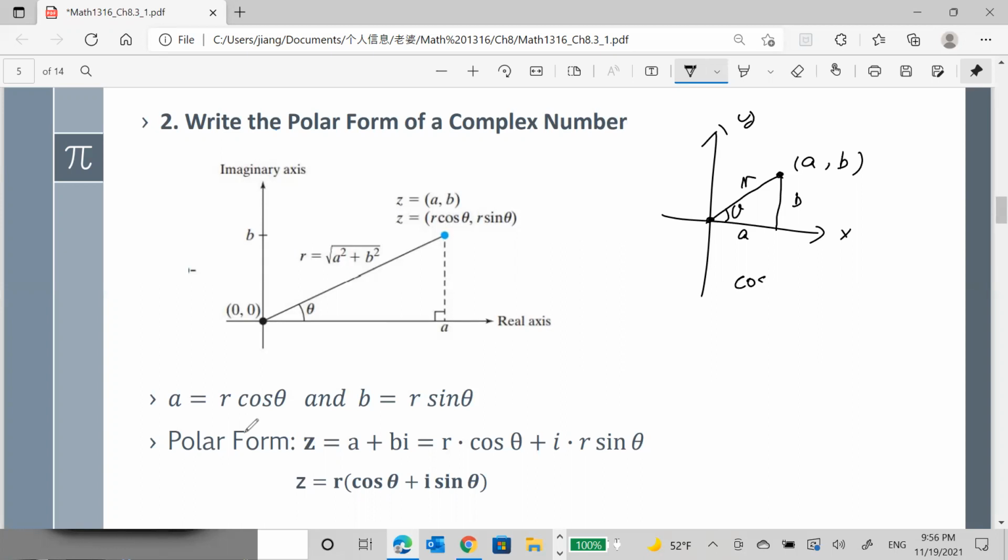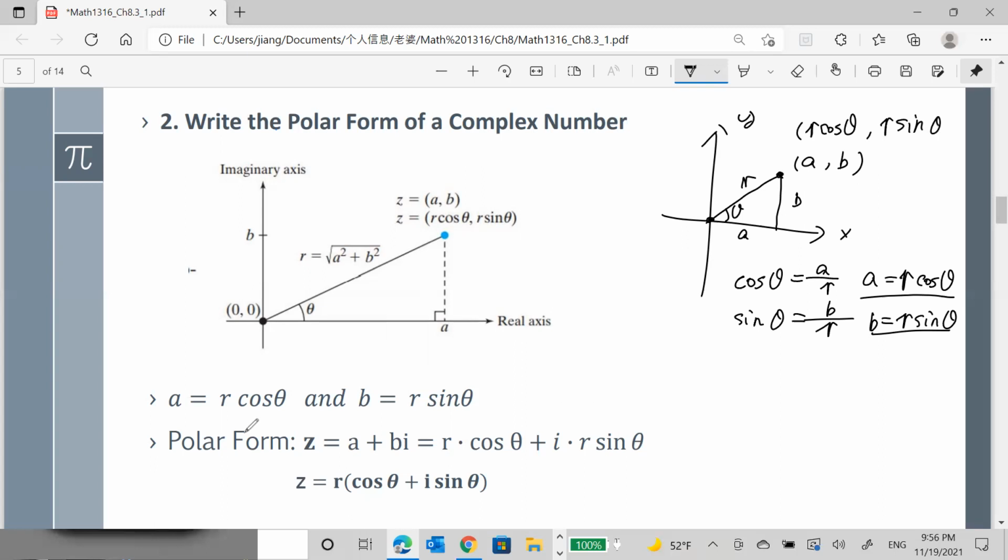So let's say cosine theta equals A over R, right? And if I'm looking for A, A equals R times cosine theta. And then sine theta equals B over R. So B equals R times sine theta. And the point is AB, that means AB also can be expressed as R times cosine theta, R times sine theta. Do you still remember the unit circle? On the unit circle, R is 1. So any point on the unit circle is cosine theta, sine theta, because R is 1. If R is not 1, it's R times cosine theta, R times sine theta.